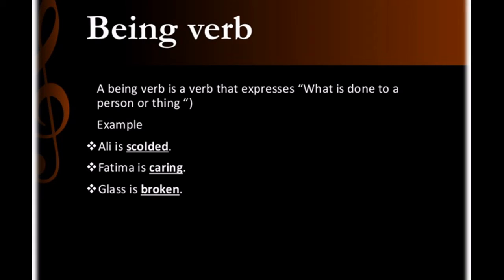A being verb is a verb that expresses what is done to a person or a thing. Ali is scolded. Now here Ali is not doing any physical activity, okay? But what happened to Ali? What is being done to Ali, that is described here, that Ali is scolded. So scolded is your being verb. Fatima is caring. Glass is broken, okay? So broken is the being of glass. What is done to glass? It's broken.